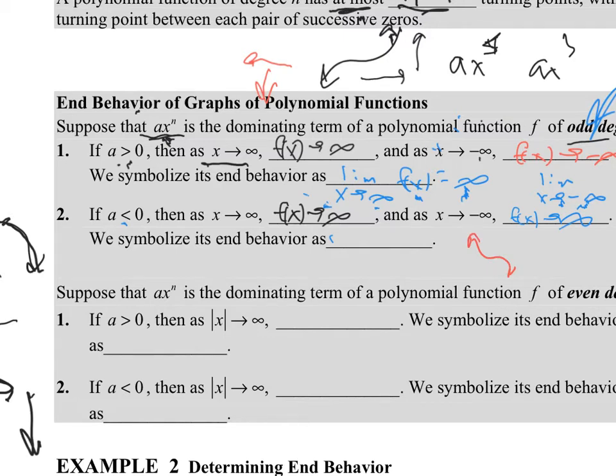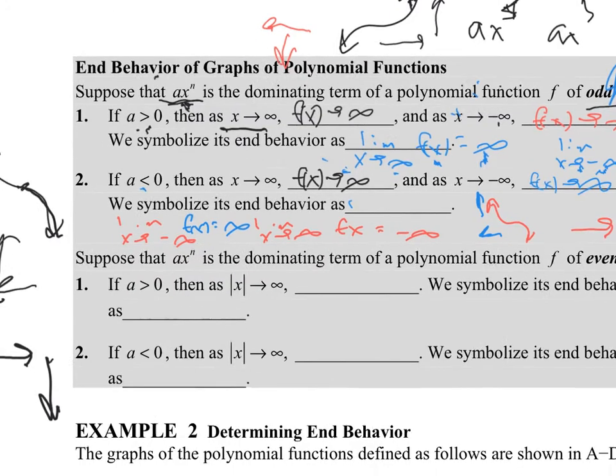So I'm going to symbolize it as the limit as x approaches infinity. That means to the right of f of x, then that is always going to be negative infinity. The limit as x approaches negative infinity means I'm going this way, so my y values are going up to infinity. The limit of f of x is infinity.